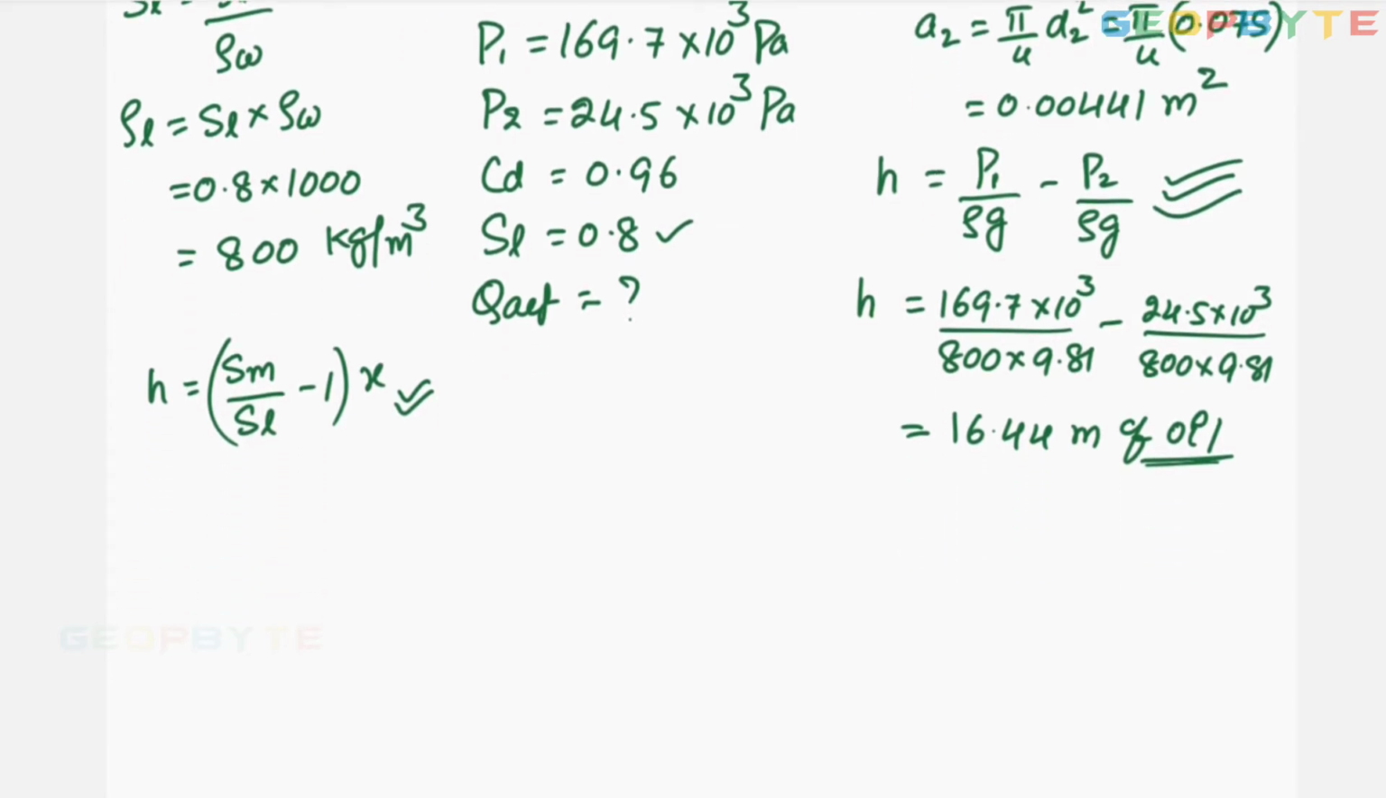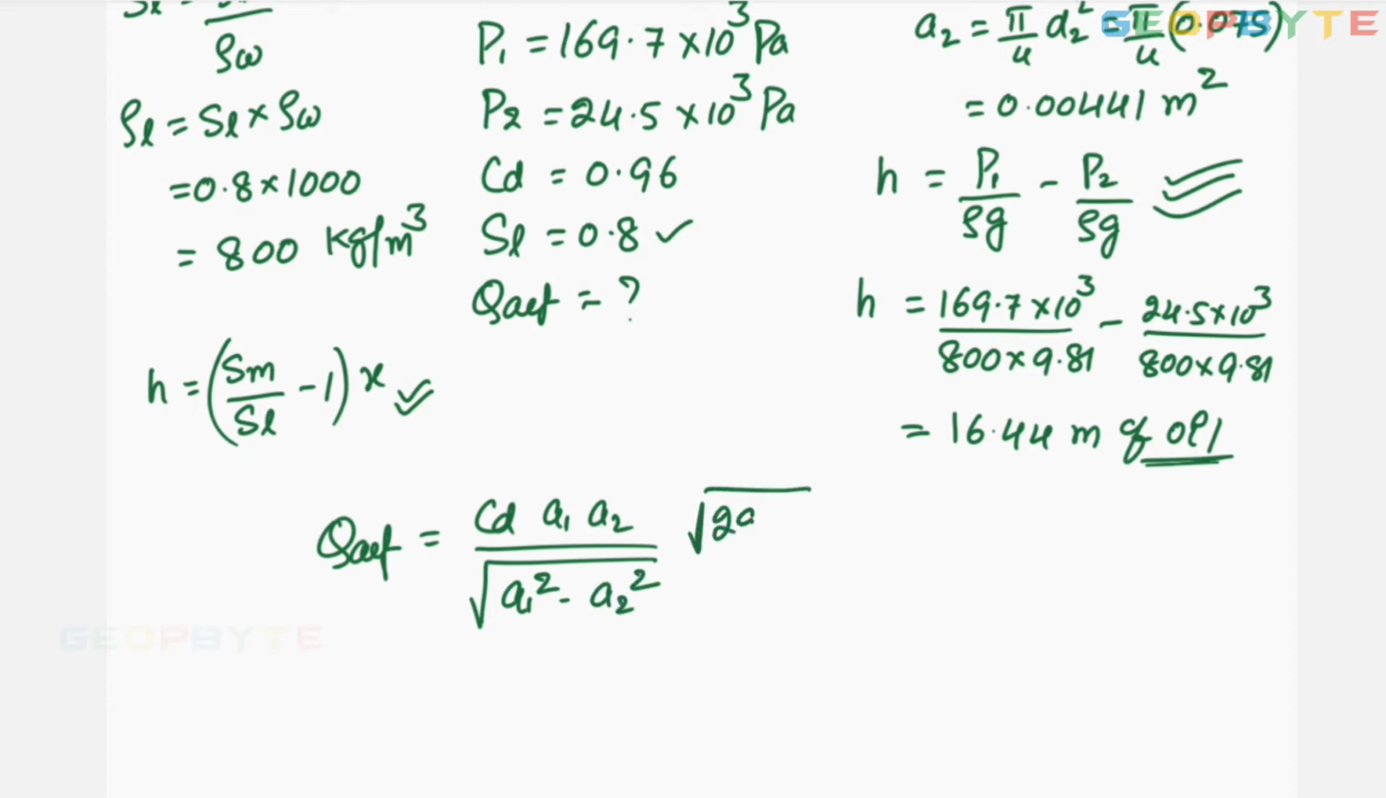Now the actual discharge. Actual discharge equal to CD into A1 A2 by root over A1 square minus A2 square into 2GH.